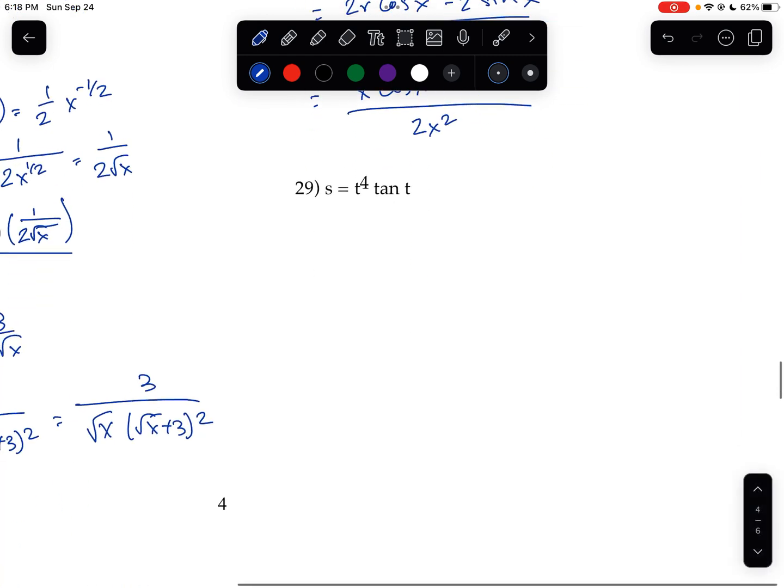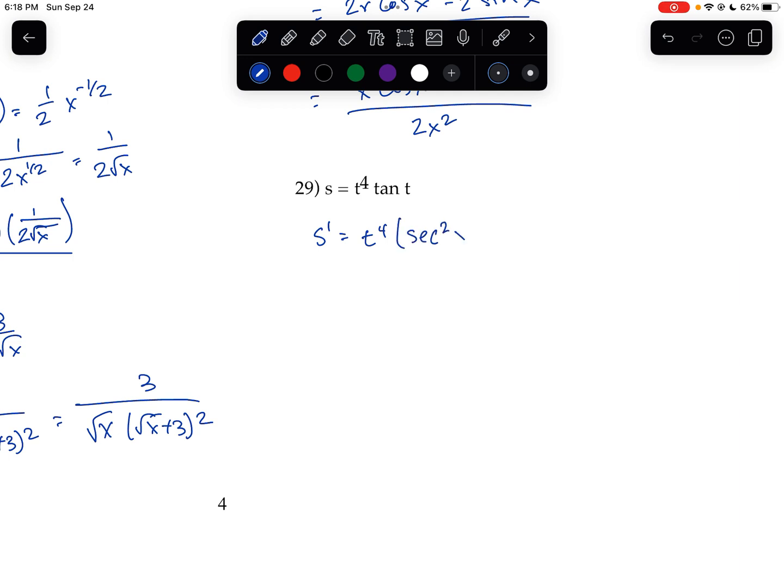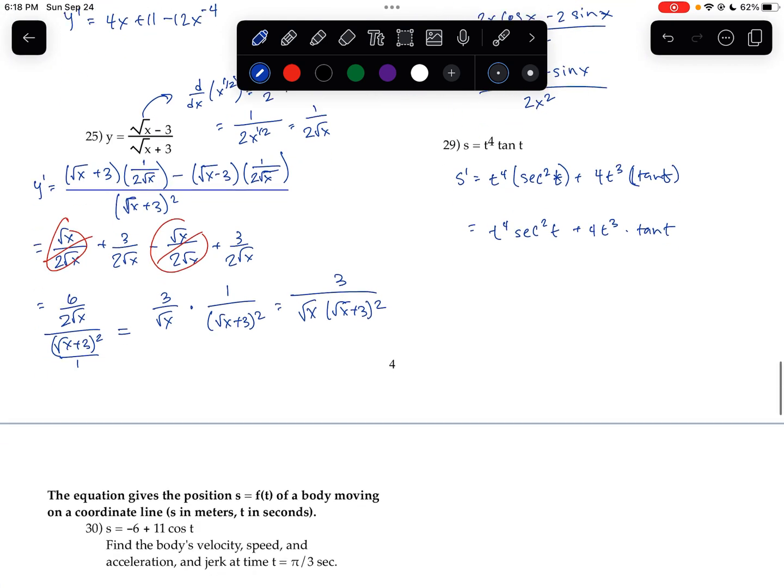Okay, for 29, I would use the product rule. So s prime would be equal to the first times the derivative of the second plus the derivative of the first, which would be 4t cubed, times the second. So you get t to the fourth secant squared of t, sorry, that should be t, plus 4t cubed times tangent of t. We didn't really have much simplifying there, nothing to do.